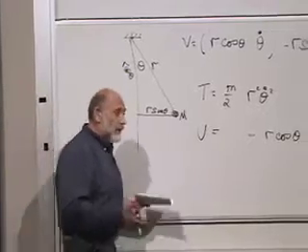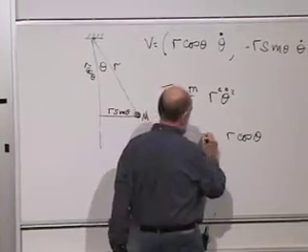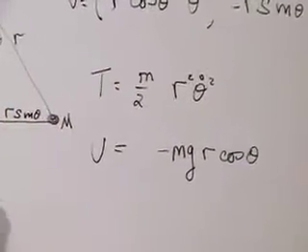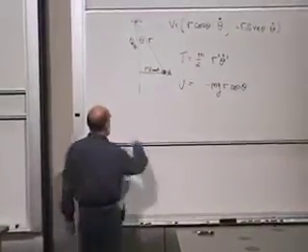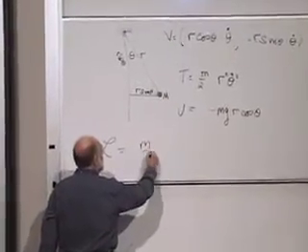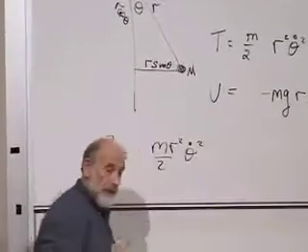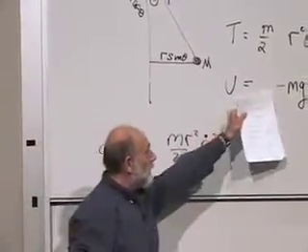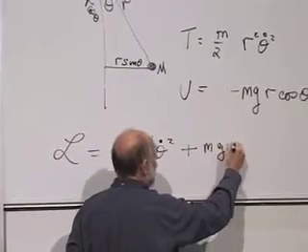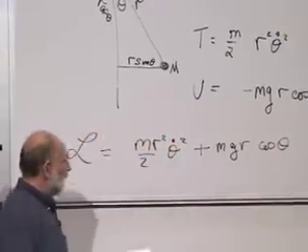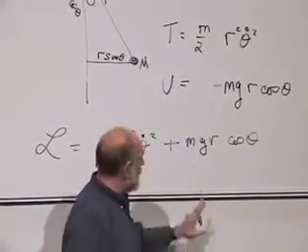What's the potential energy of a particle in a gravitational field? Mg times the height. So we have to multiply this by minus m times the acceleration of gravity. This is the potential energy. Let's write the Lagrangian. The Lagrangian is just m over 2 r squared theta dot squared minus the potential energy. The potential energy itself has a minus in front of it, so that means we should add mg r cosine of theta. Again, why plus? Because we want minus the potential energy in the Lagrangian, and the potential energy has a minus sign. Two minus signs make a plus sign.